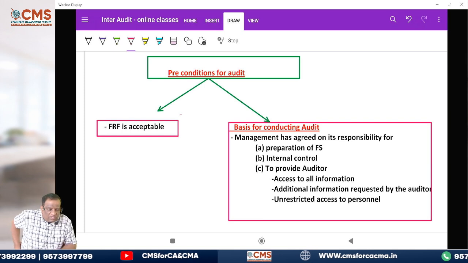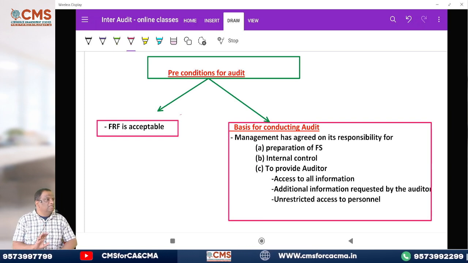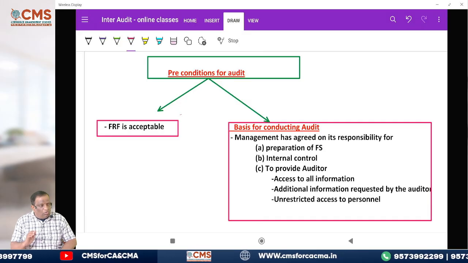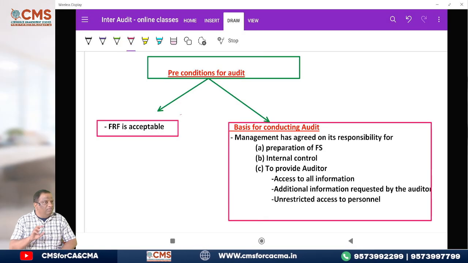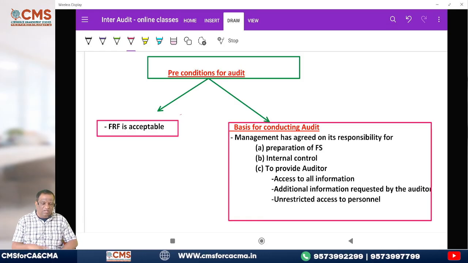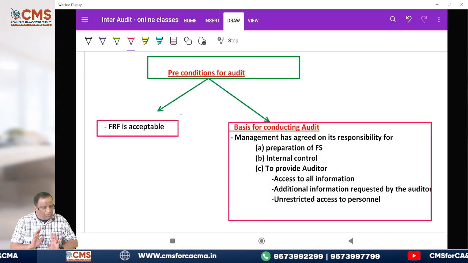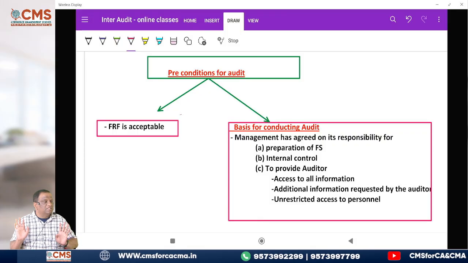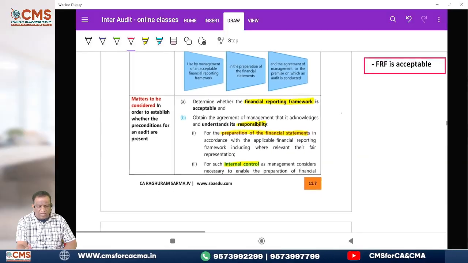That is why what the standard suggests is, beforehand itself, before you accept the audit, a new audit or even the old audit, before you convey your continuation, confirm with them whether these preconditions are acceptable. That is, the FRF must be acceptable, and the management must agree to do all this. If you see any resistance, don't even accept this engagement. That is what the preconditions for an audit are.